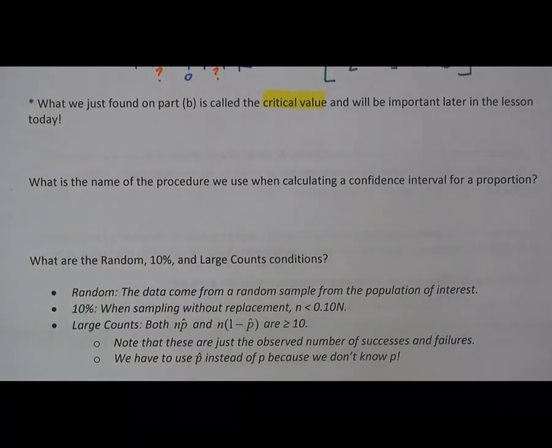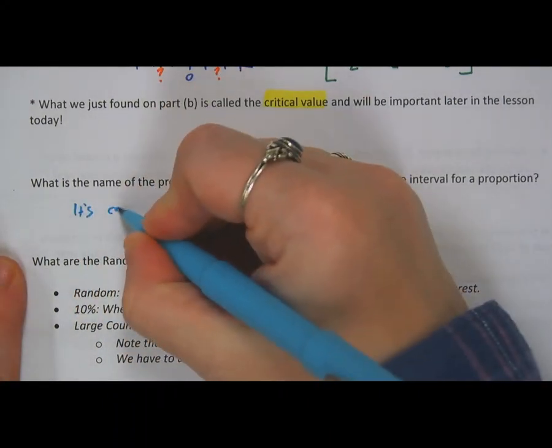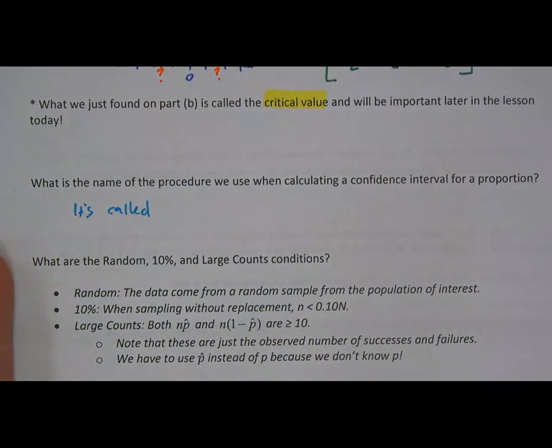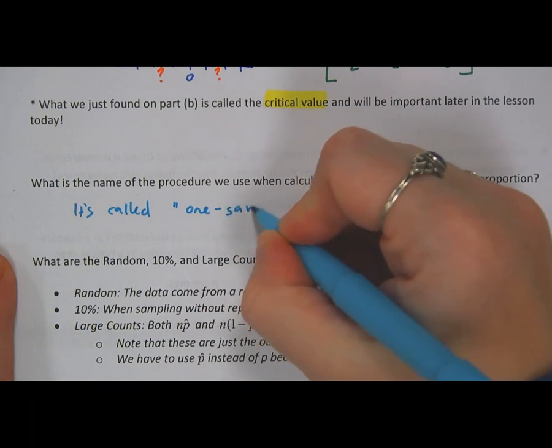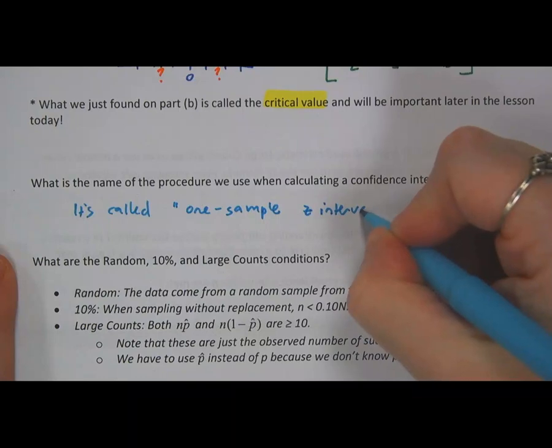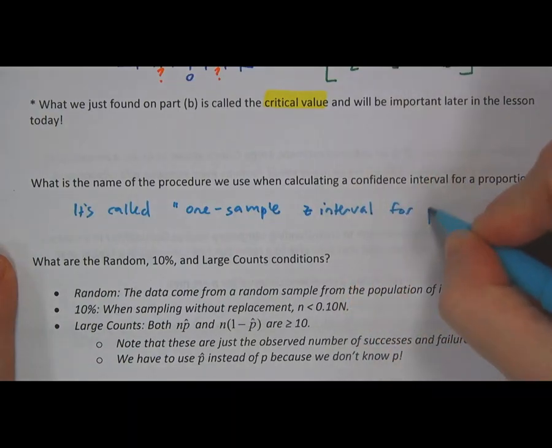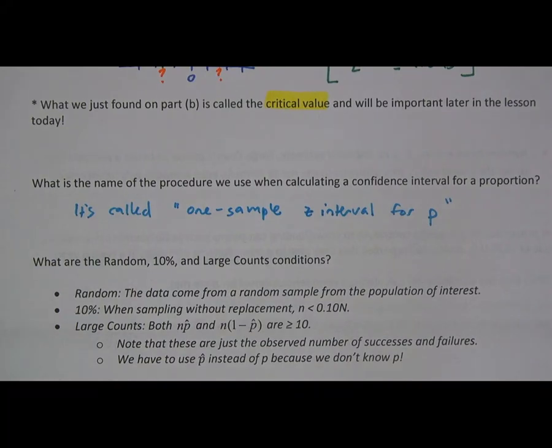All right, now the next question says, what's the name of the procedure we use when calculating a confidence interval for a proportion? This is important when you're writing the 4-step process, and I'll show you this later. You need to know what test it is that you're performing so that you can label that. When you're creating a confidence interval for a proportion, it's called a one sample z interval for population proportion.